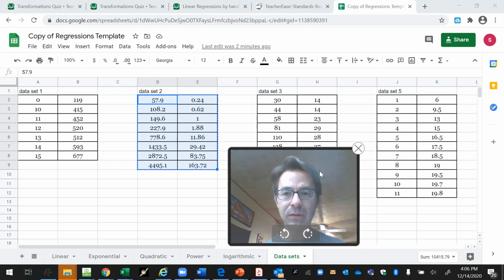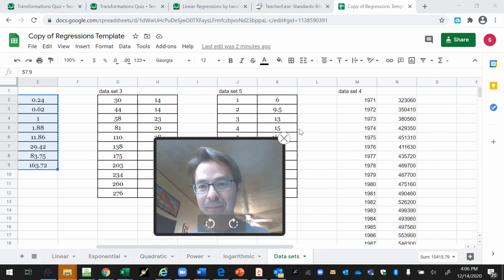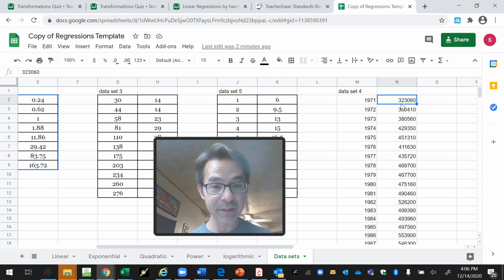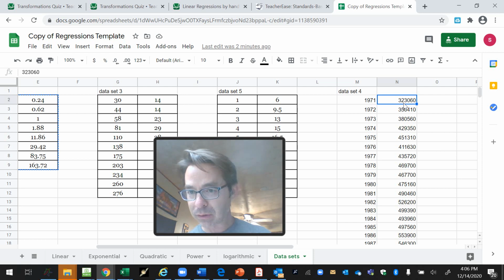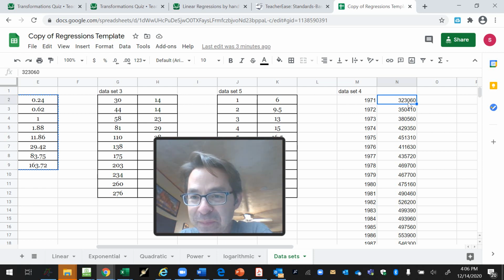Okay, there's one more data set. Yeah, this one is about crime. So in 1971, this is actual FBI data, by the way, there were 323,060 violent crimes in America. My daughter just learned how to say this number in 3rd grade. And of course this number should go up. You know why it's going up? Because the population is going up.